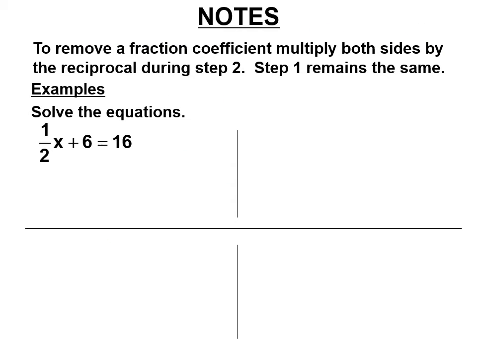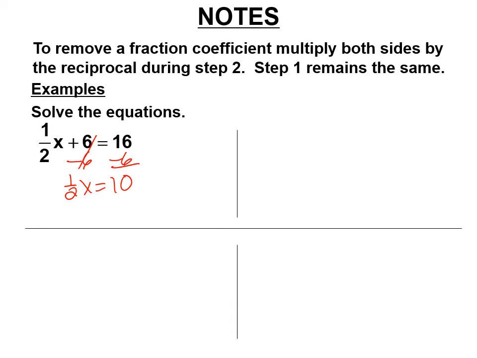All right, so this is about removing fraction coefficients. The problems on this screen will always have a coefficient, the number multiplying x, that is a fraction. So step 1 will be the usual. If it's add 6, you subtract 6 from both sides. We have 1/2 x equals 10.